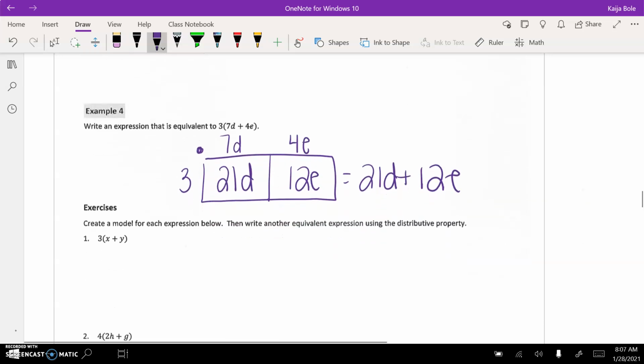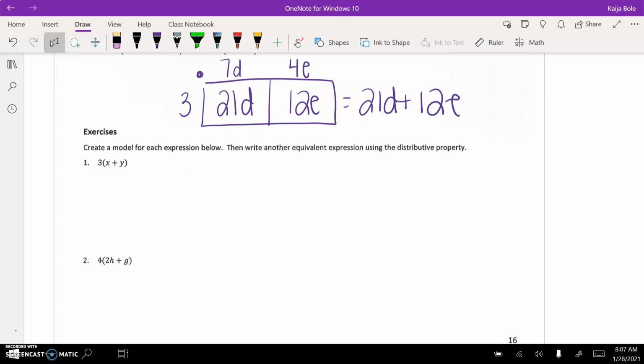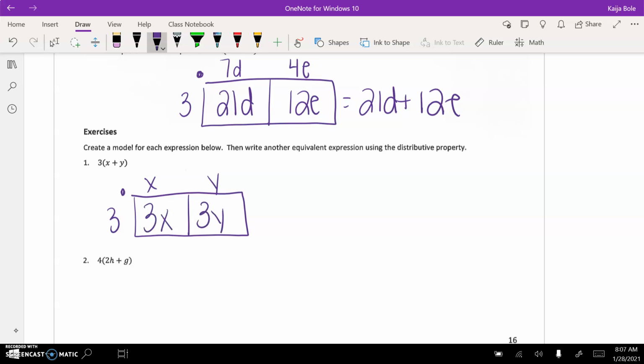Okay? And then we've got two more on the bottom of the page. We'll do two more models here. Create a model for each expression below, then write another equivalent expression using the distributive property. So I need two boxes. I have a 3, an x, and a y. So 3 times x is 3x. 3 times y is 3y. So when I write it out, 3x plus 3y.